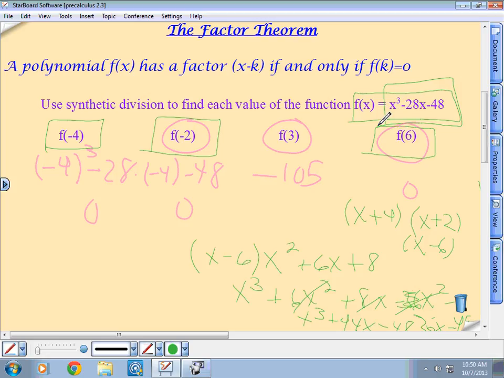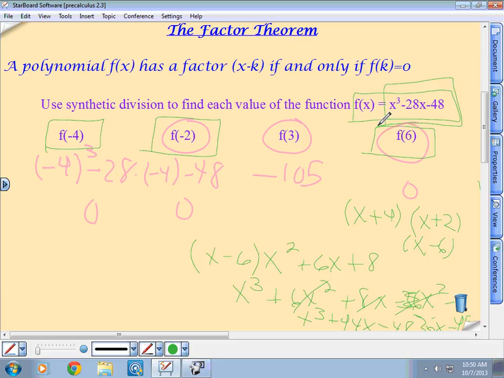So why do it? Well, the idea is, this whole chapter is finding the zeros. And what does the zeros tell us? When it's a zero, what does it tell us? So now you know immediately what the factors are. These are factors of this.